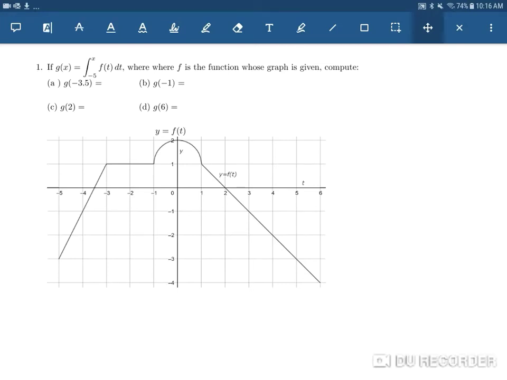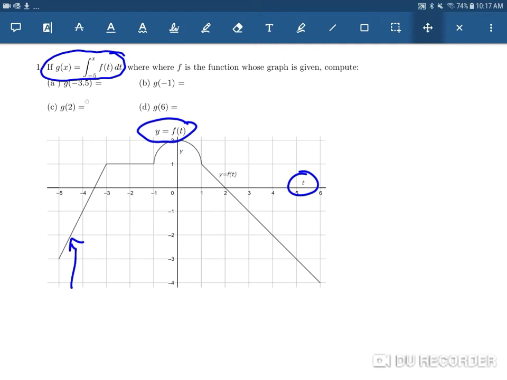In this exercise, we have a function y equals f of t. So this is a t-axis. They give us a function y equals f of t. So the graph is given. And they defined a new function g of x as the integral of f of t from -5 to x. So x changes until the integral becomes g as a function of x.